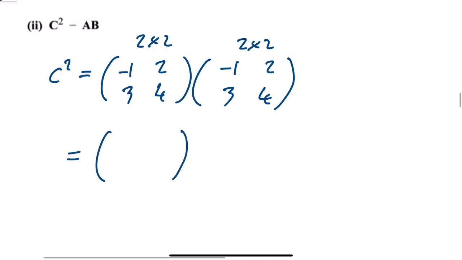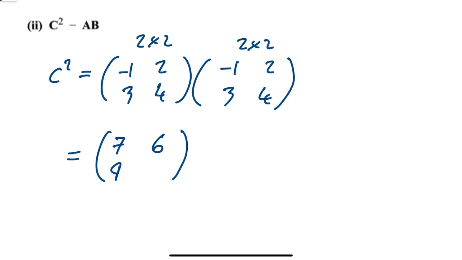So first row, first column. You multiply your first row by your first column. So minus 1 times minus 1 and 2 times 3 plus 2 times 3. That's going to give you 7. Then first row, second column. So first row times your second column. Minus 1 times 2 plus 2 times 4. So that's going to be 6. Again, check it in your calculator. Second row, first column. So second row times the first column. 3 times minus 1 plus 4 times 3. That gives you 9. And second row, second column.